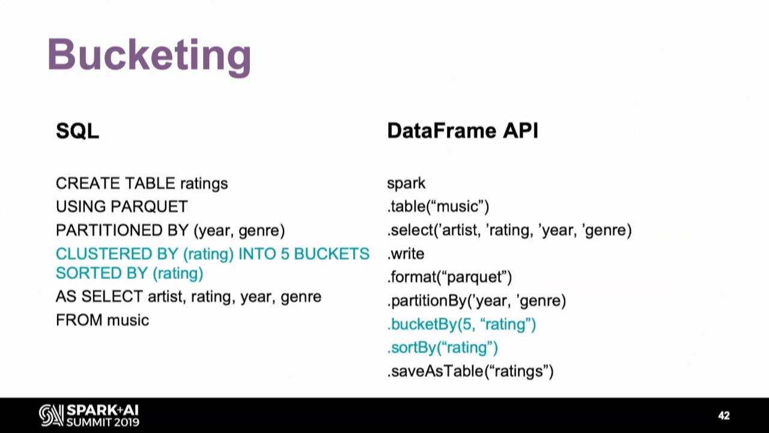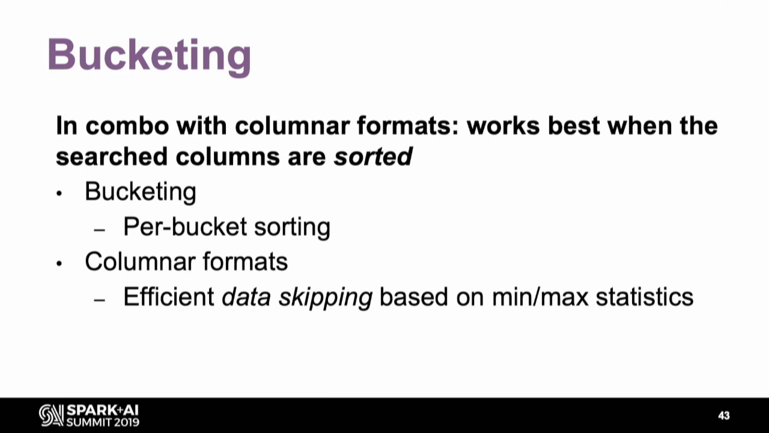In SQL, we can use the keywords CLUSTERED BY and SORTED BY with the bucketing columns, and Spark will write data into bucket files. It is also supported in the DataFrame API, and the bucketing information will be persisted in the Hive metastore. Usually, there is a per-bucket sorting when writing files into buckets. With a columnar format, the sorted column will be searched more efficiently because of the minimal and maximal value statistics.